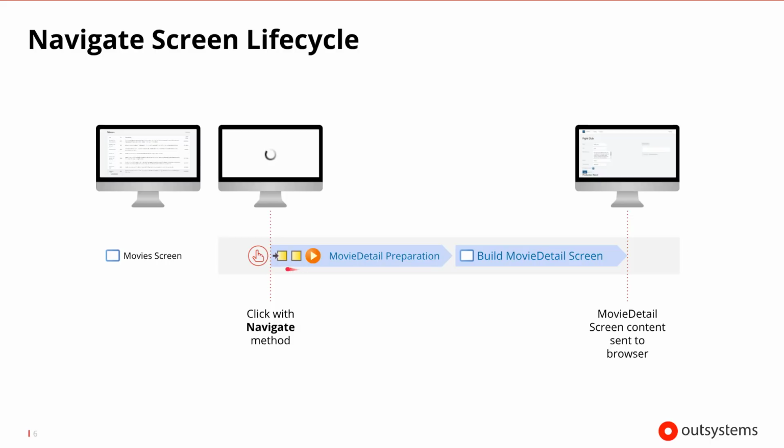So as it calls that screen, it initializes the variables, it calls the preparation, and when the preparation is complete, it will look at the definition of the screen and start building up the HTML that will be used to render that screen in the browser. So once it's done getting all the data from the preparation and it renders the screen, it sends the response back, and when it gets to the browser, it will take the movie detail HTML and render that screen in the browser so that they can see the details of that movie.